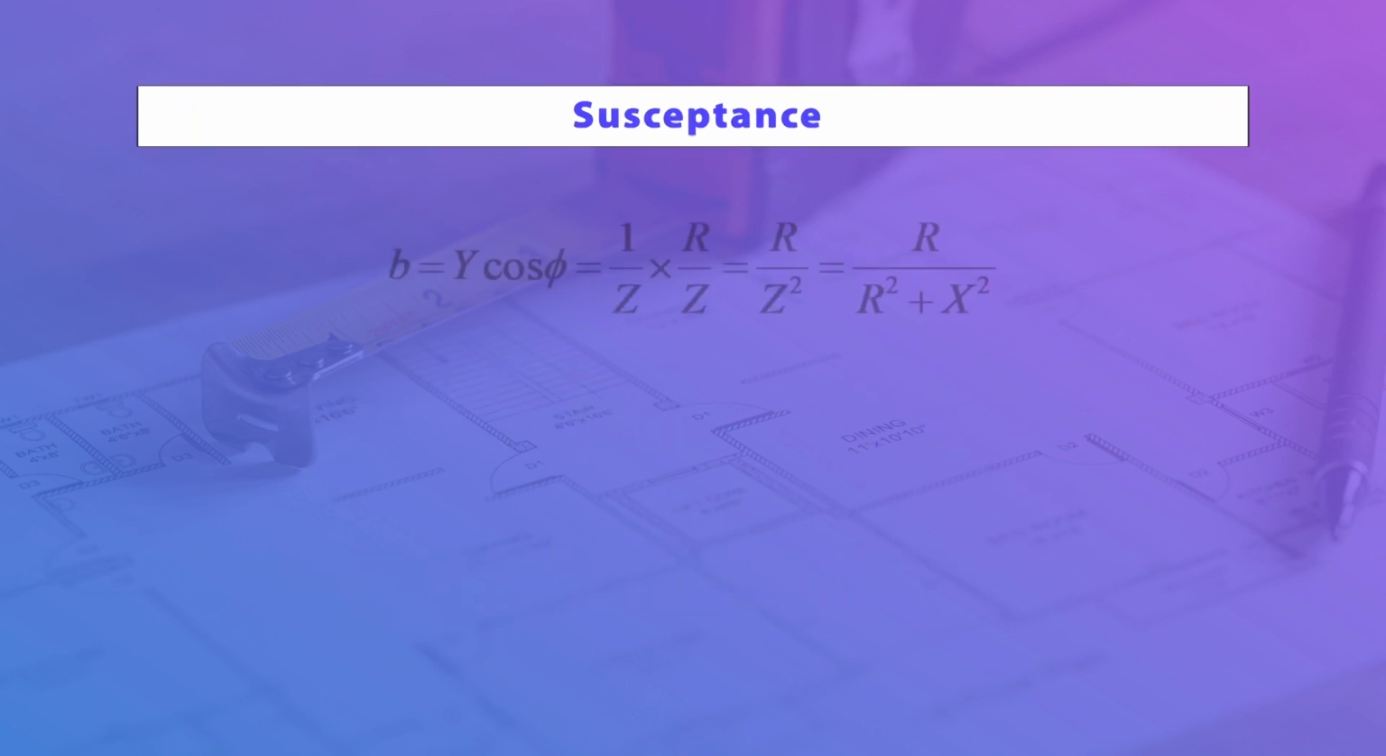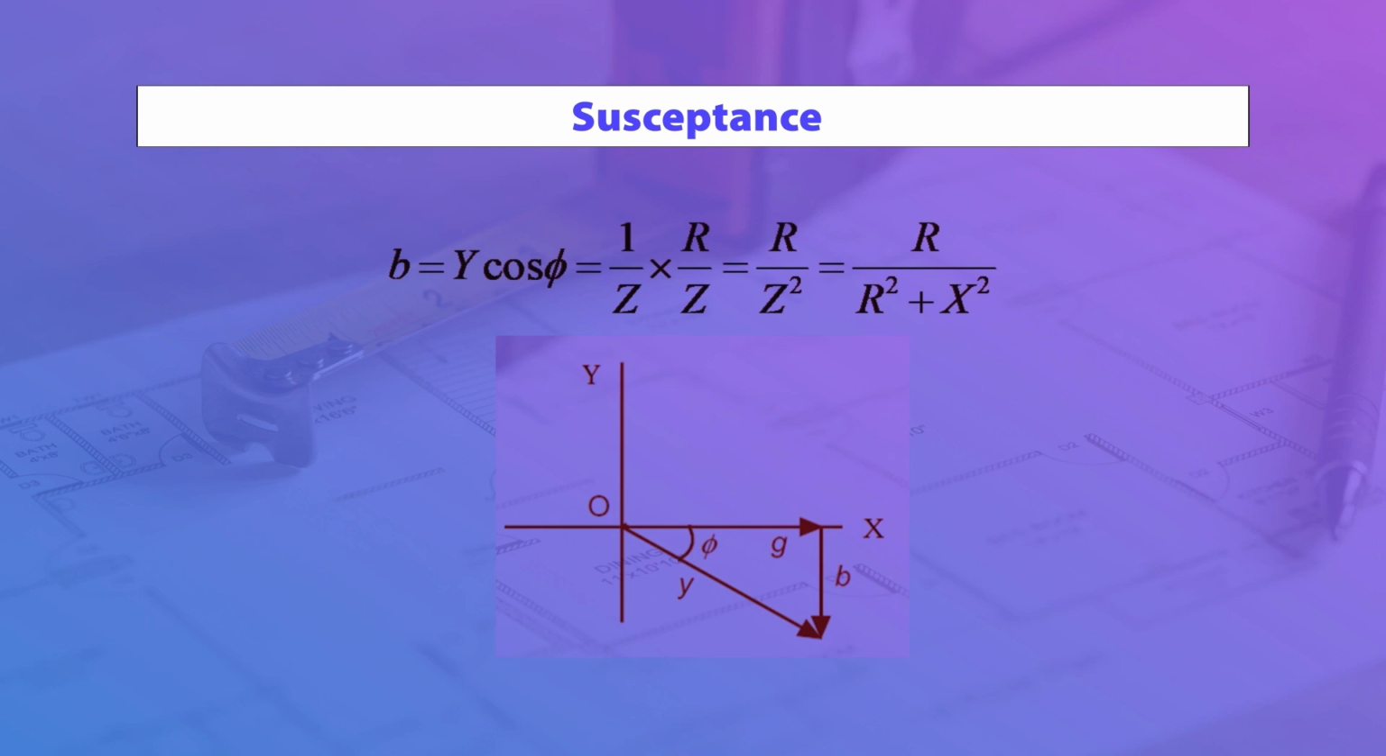The next terminology that we have to understand is called susceptance. The perpendicular of the admittance triangle represents susceptance, as shown in the figure. With the help of that triangle, you can calculate the value of susceptance. So this susceptance, denoted by small b, can be written as Y sin phi, where Y is the admittance of the circuit. So Y can be written as 1 upon Z, and sin phi can be written as X upon Z.